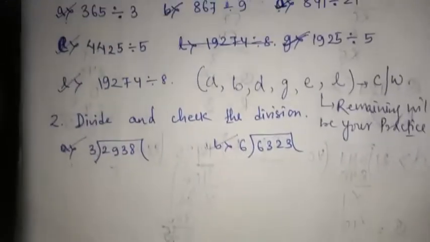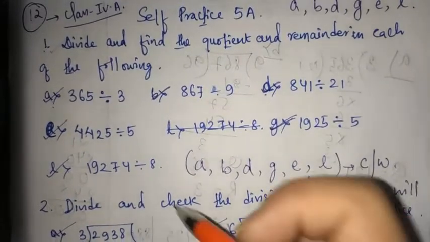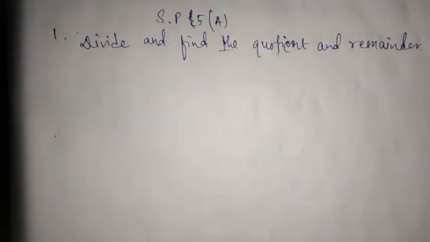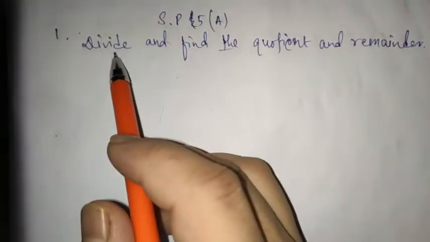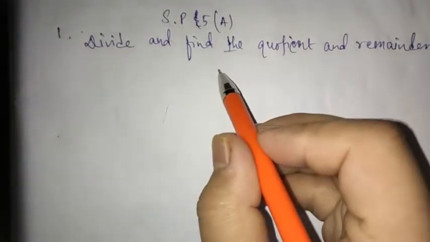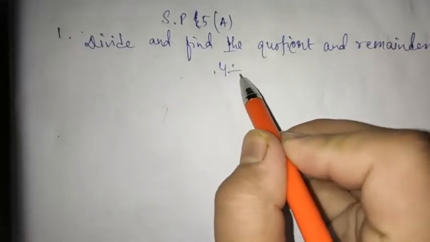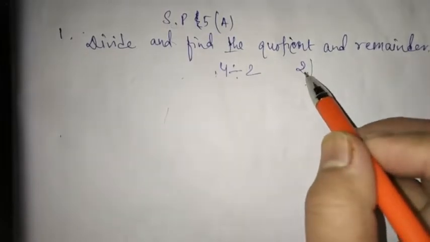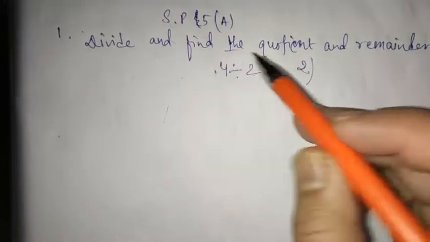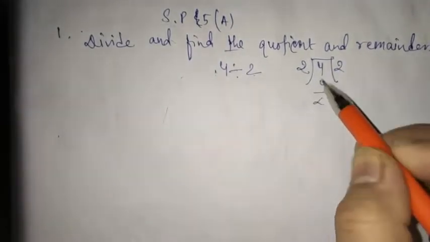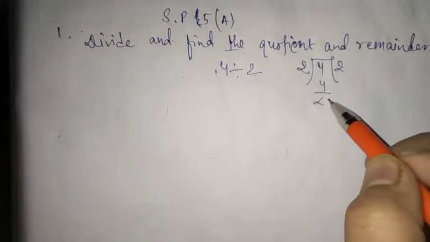So students, let us start our self practice 5a from question number 1, A. All right, so students, till now you are very much familiar with the division, right? So let me give one example, and with that we will proceed to question number 1, part A. If you are dividing 4 divided by 2, this is the sign used for division. This will be called your divisor, this will be called dividend. Whenever you are dividing, 2 2s are 4, right? So this is your quotient, and the remainder is 0 here.